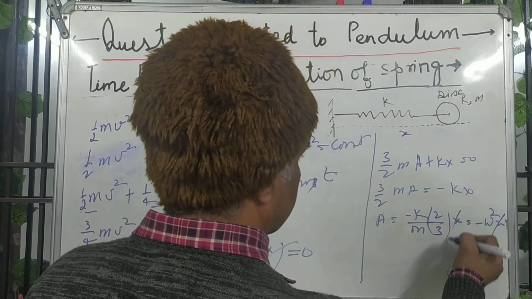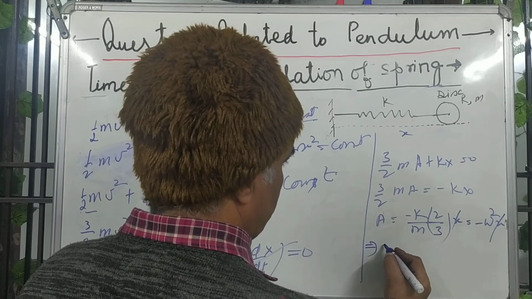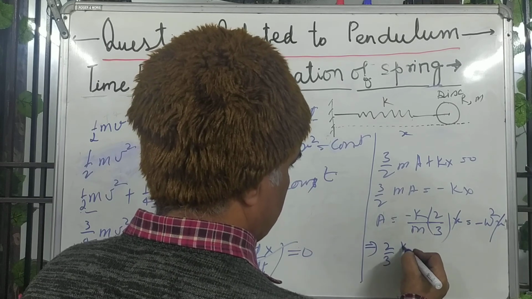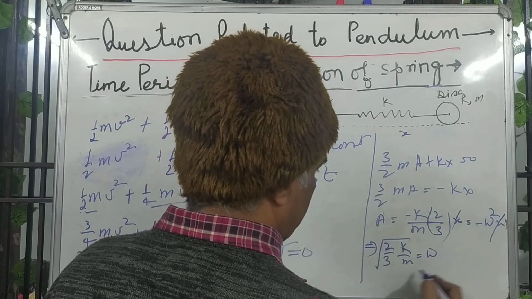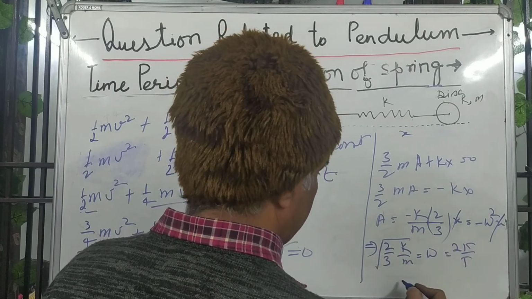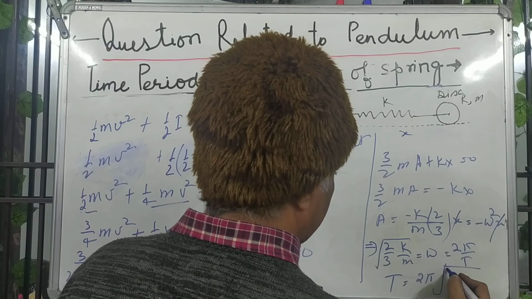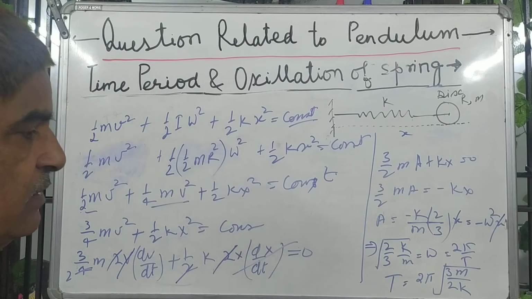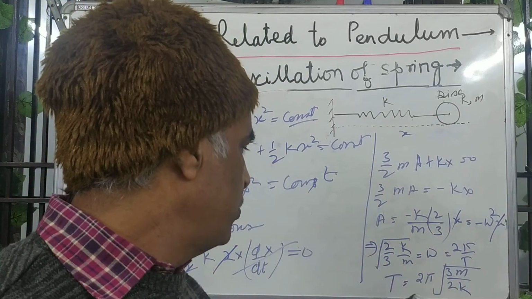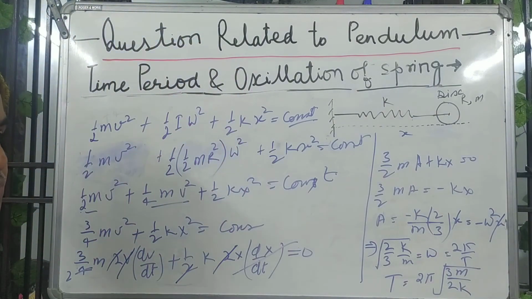The x value and this x value cancel. This implies 2 by 3 k by m is omega square, or omega is the root, and omega is 2 pi by T. So this implies T equal 2 pi root 3m upon 2k. This is the time period. So time period T equals 2 pi root of 3m upon 2k. This is the result. So this is the energy equation.